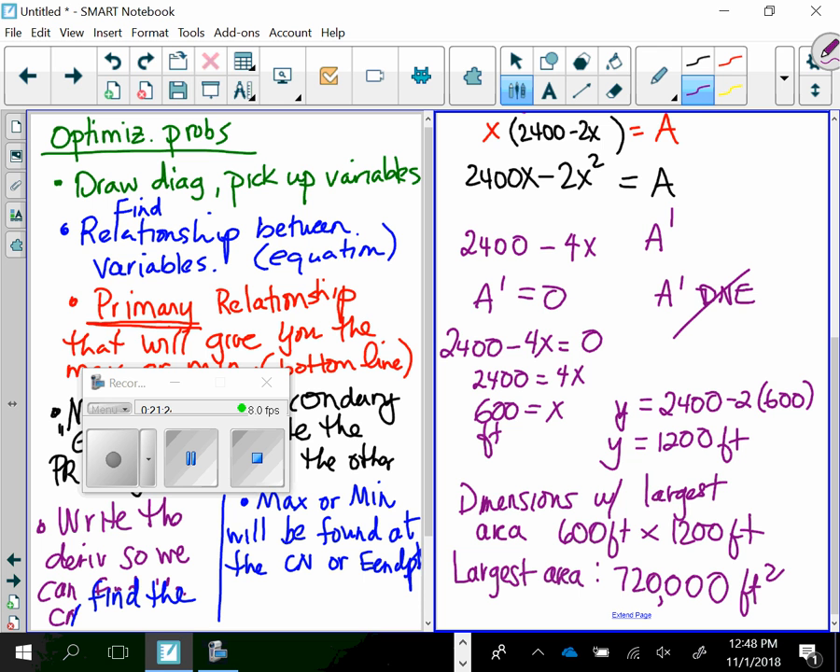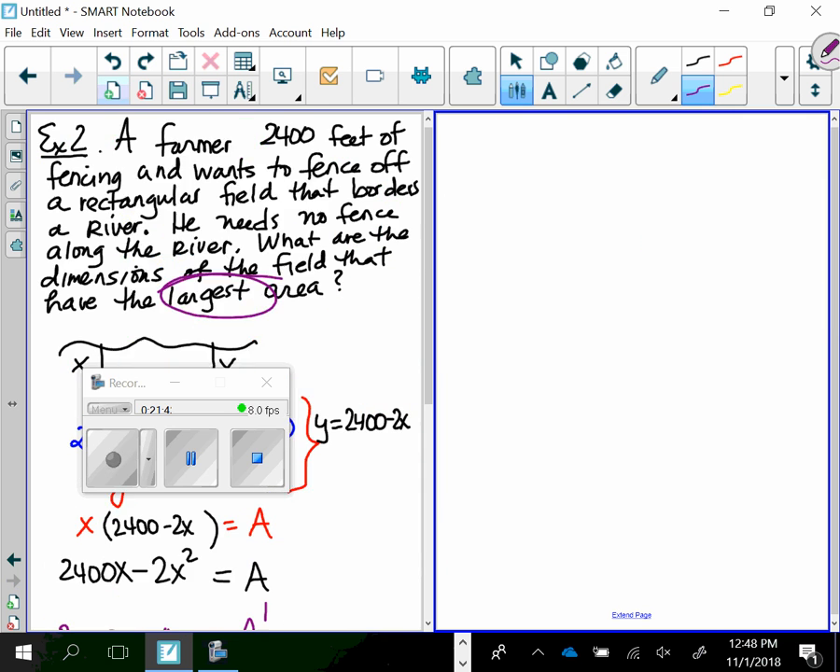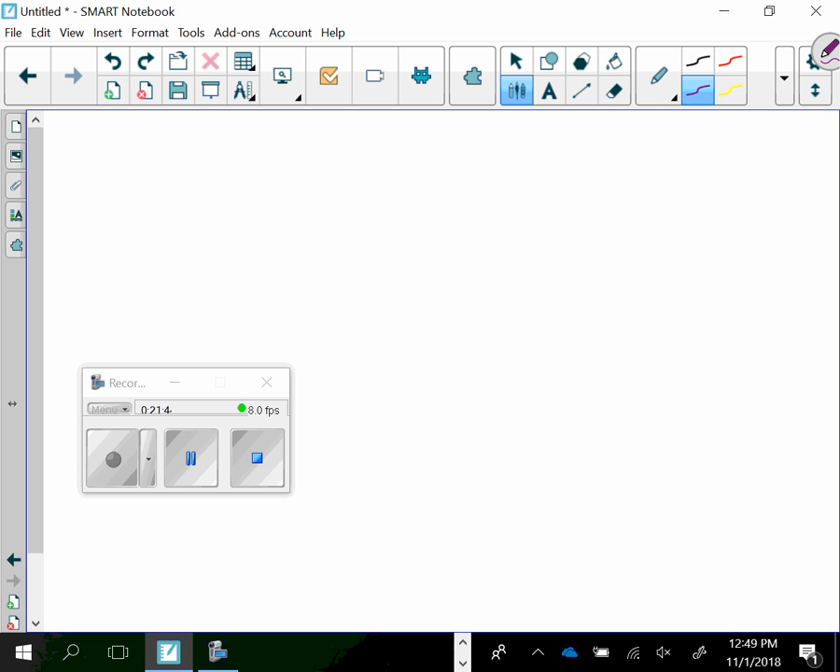Sometimes they'll ask you for the largest product, like the last one. Sometimes they just say, what are the x's and the y's? So make sure you answer the question. Does anybody have any questions about the process? All right, I'm going to get rid of this then. I'm going to go to single page.